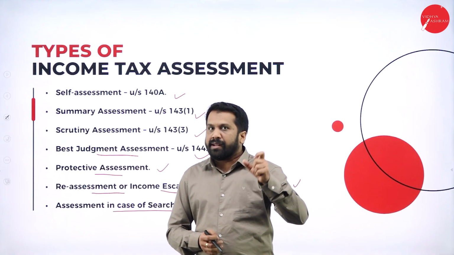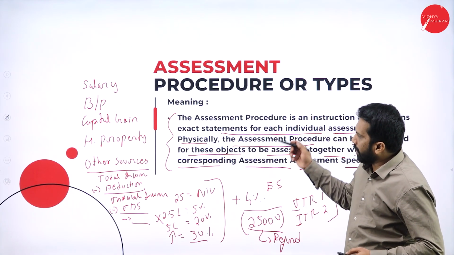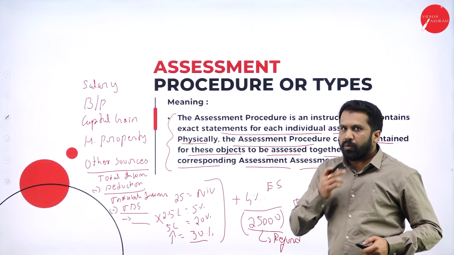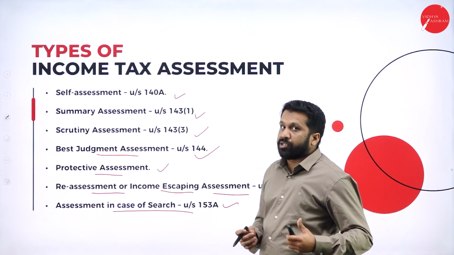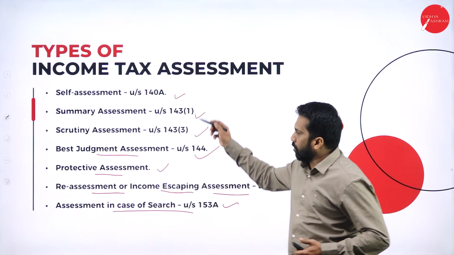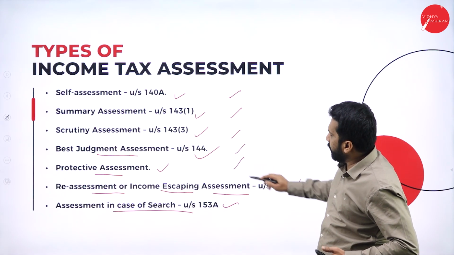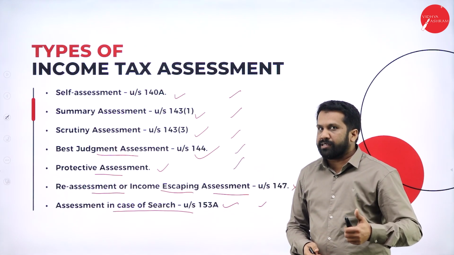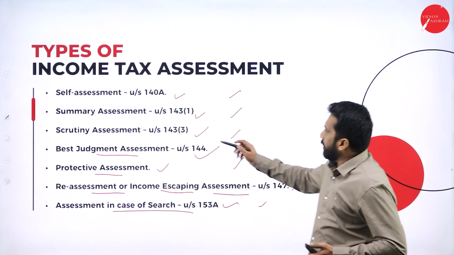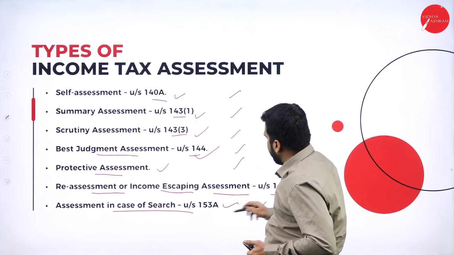In your examination also, first you have to write the meaning of assessment. Once you are done with the meaning of assessment, you have to write the types of assessment. Mention all the types: 1, 2, 3, 4, 5, 6, 7. There are 7 types. Write all 7 types. Remember, writing sections are not important.